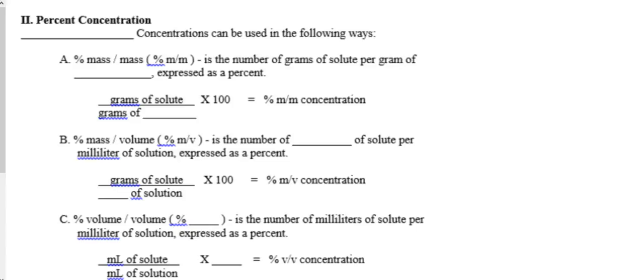So we learned that there were 3 ways to quantitatively describe concentration. The first of those 3 was molarity, and that's what we learned yesterday. The second one is called percent concentration. We'll learn that for the next few minutes. And then parts per million. Parts per million is pretty easy. Okay, here we go.